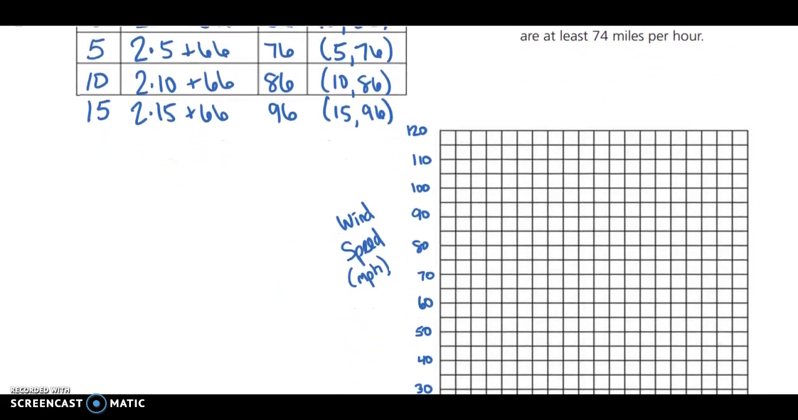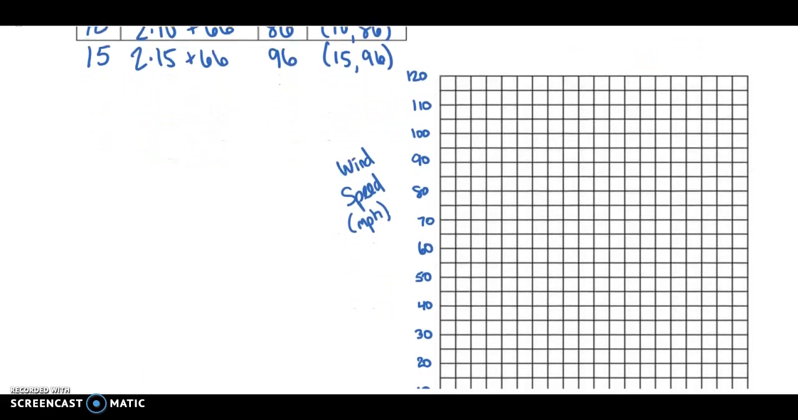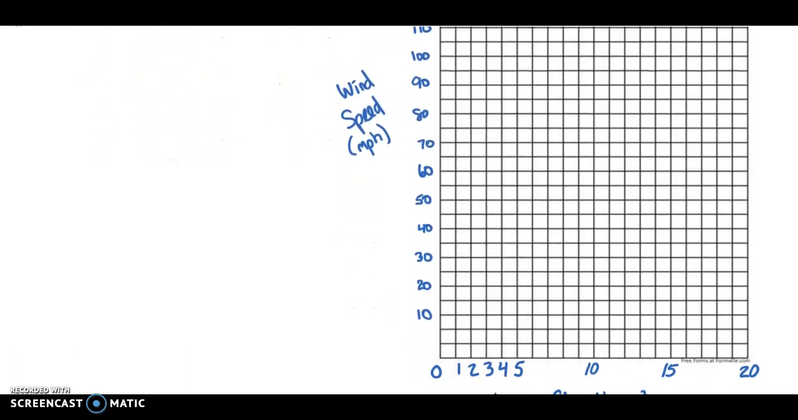So our points are 0, 66. So here's 0. Here's 65. So 66 is just going to be a little over that. At 5, we had 76. So here's 5. Follow that up. There's 75. And there's about 76.